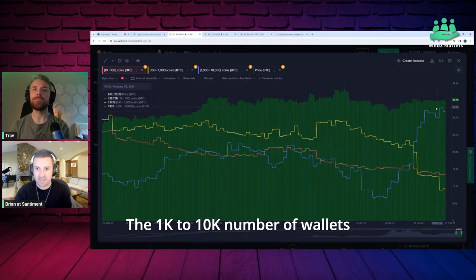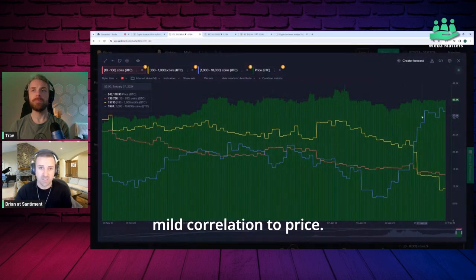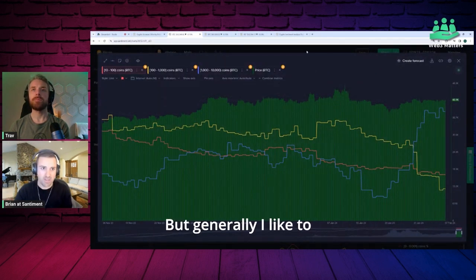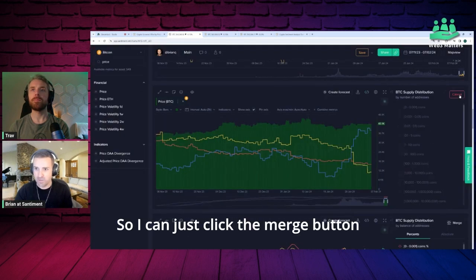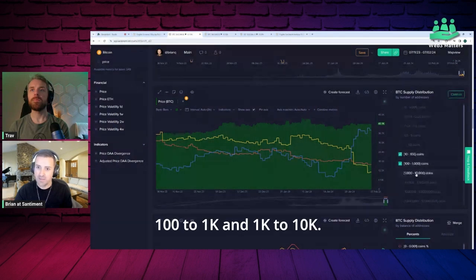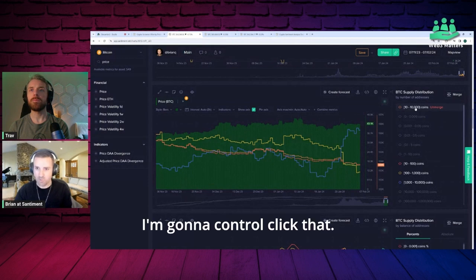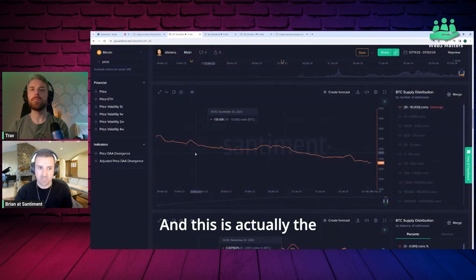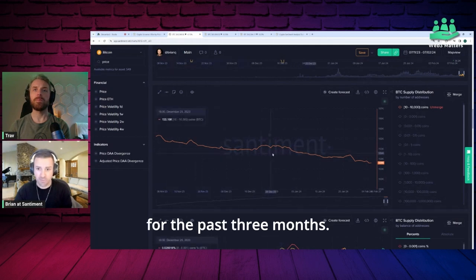The 1K to 10K number of wallets might have some very mild correlation to price, but generally I like to merge all three of these. So I can just click the merge button and go to 10 to 100, 100 to 1K, and 1K to 10K, hit confirm. I'm going to control click that. And this is actually the amount of essentially sharks and whales over time for the past 3 months.